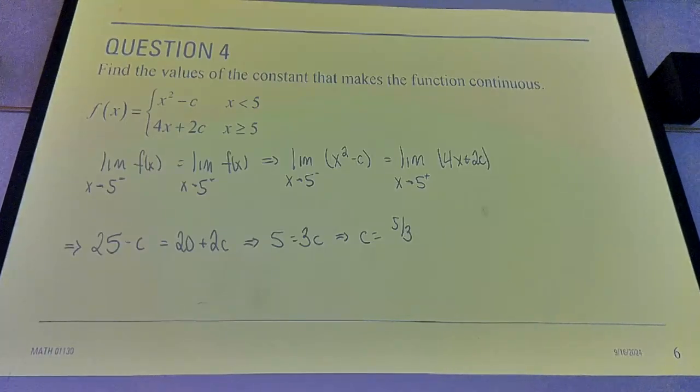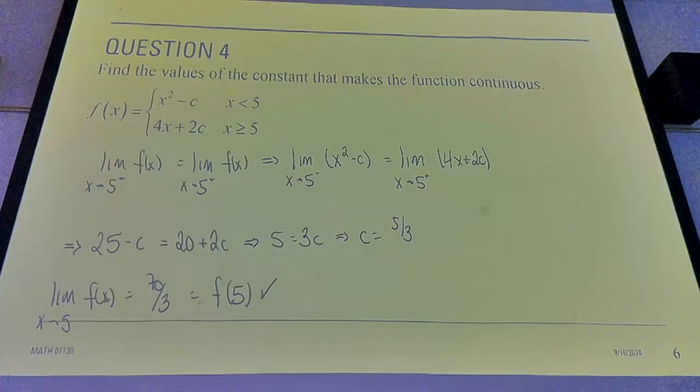What's f of 5? Well, it's 20 plus 2 times 5 thirds, which is 70 over 3. So c equals 5 thirds would make this a continuous function.